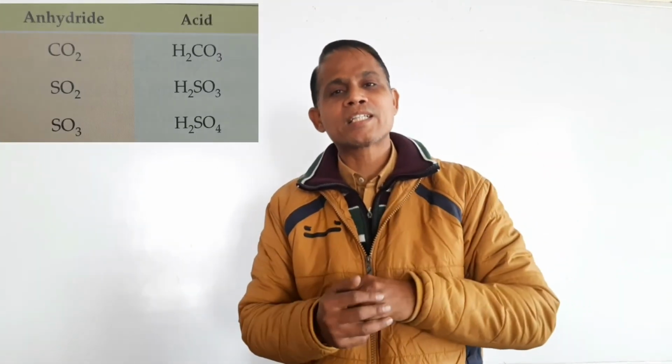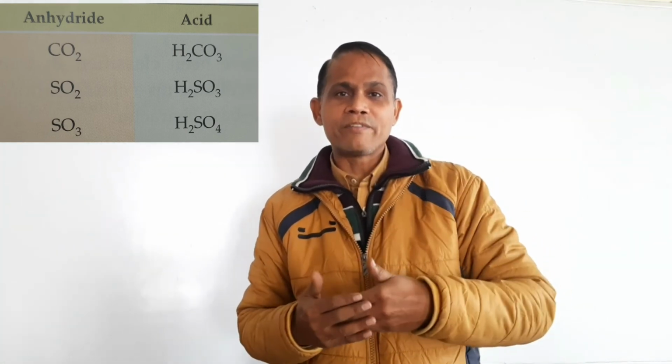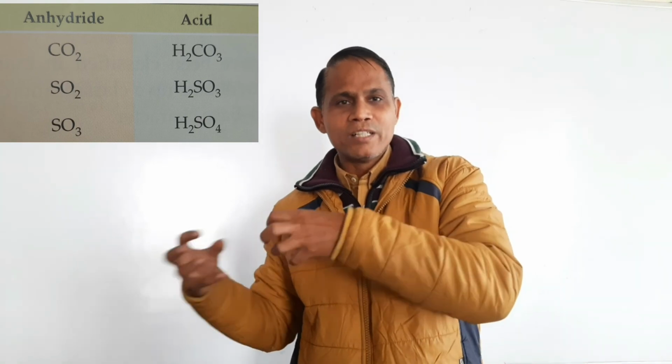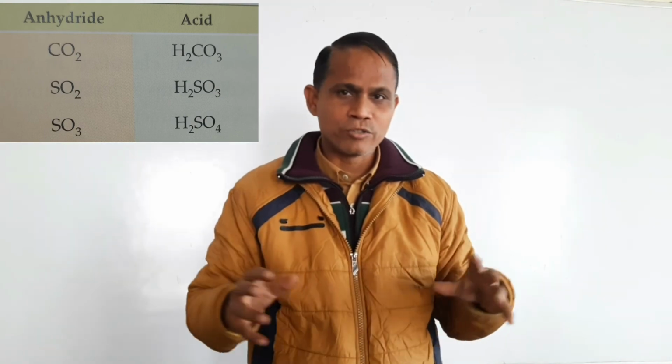One more thing I want to discuss with you, students, is what an anhydride is. An anhydride is that thing from which the water has been removed. For example, an acid anhydride is an acidic oxide that does not have water. For example, carbon dioxide is an acid anhydride. Why? Because when you put water in it, it becomes an acid. It does not have water, that is why it is an acid anhydride. So acid anhydrides are also there.